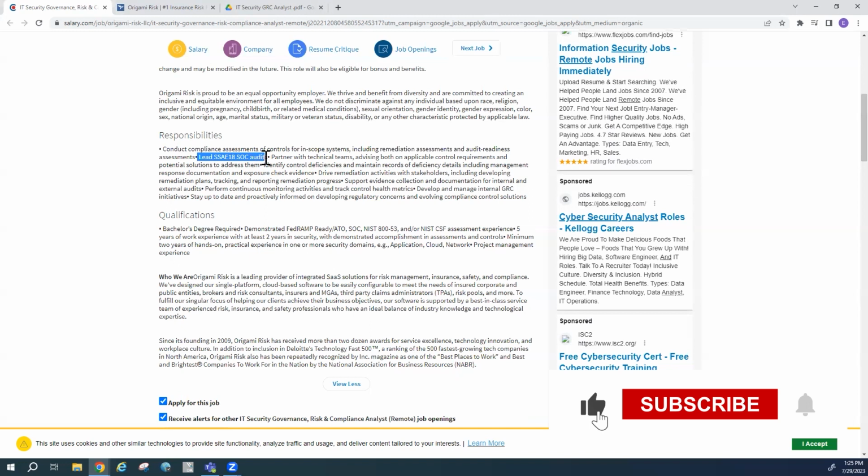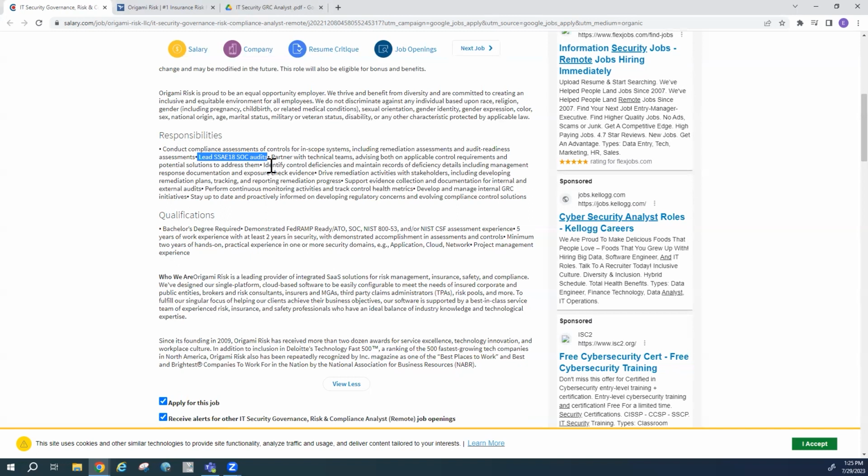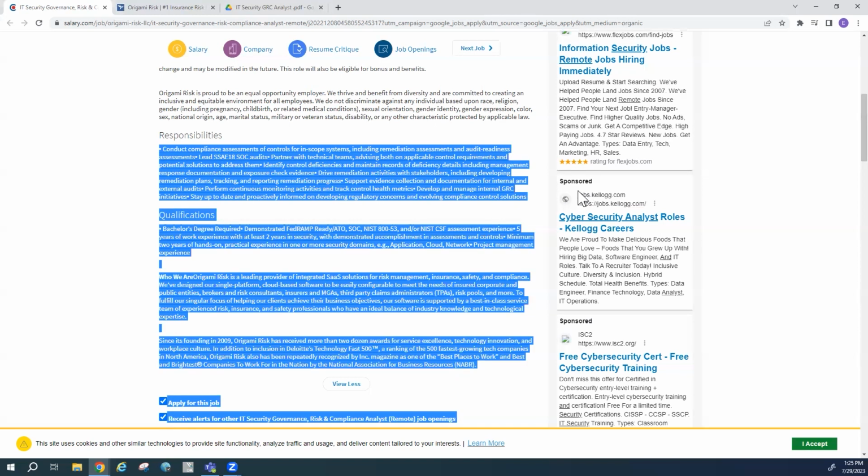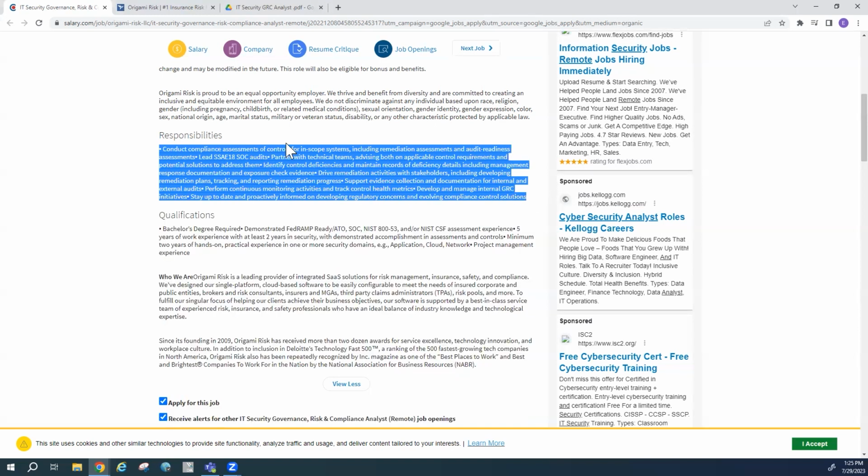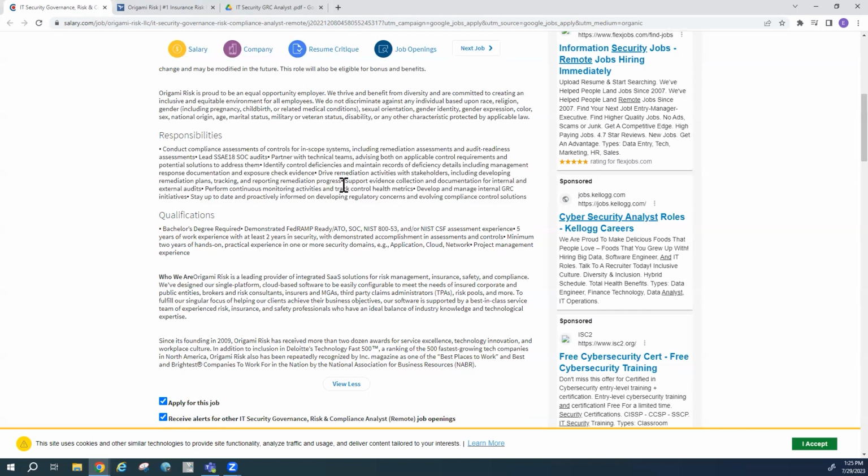Lead SSAE 18 and SOC audit. This is something that is also very easy. It's just about collecting evidence, partner with technical teams, advising both on applicable control requirements and potential solutions to address them. So basically, if you take a look at this entire responsibility, like I used to tell you, what are they actually looking for? Conduct compliance, lead SOC 2, partner with technical team, drive remediation, support evidence collection, develop and manage internal control.